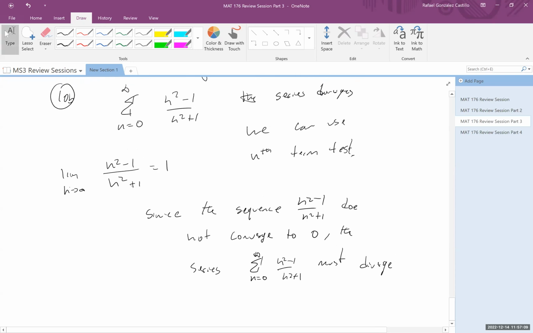This is probably the easiest problem in the exam, if you get something like this. So I suggest that you be on the lookout for something like this problem, where you have to use the nth term test. Any questions on this one?